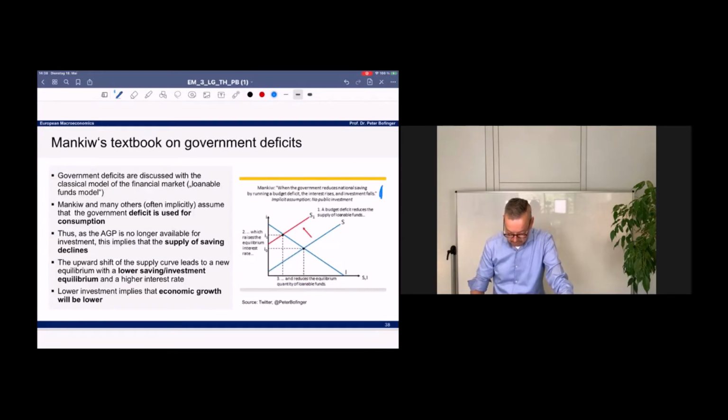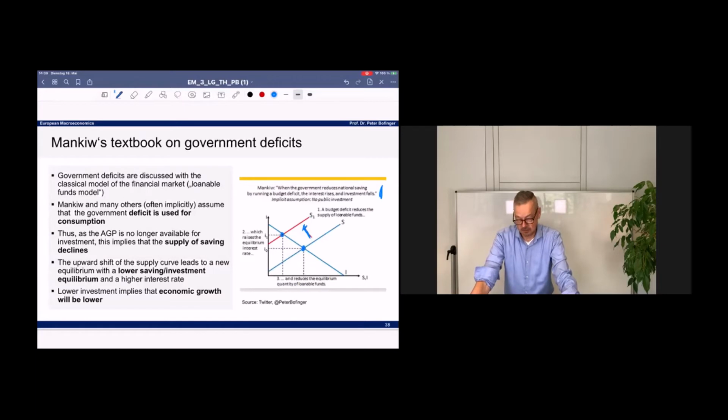We have this upward shift of saving due to the government's borrowing. And now, if we have here the initial equilibrium, now with the shift of the saving curve, so to say the supply curve of funds, then of course the interest rate goes up, and in the new equilibrium we have less saving and less investment.